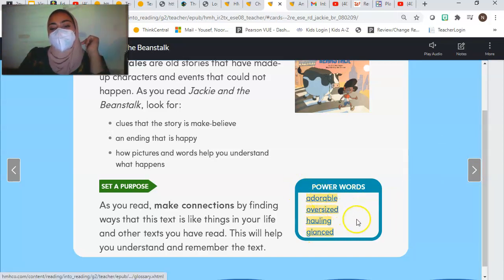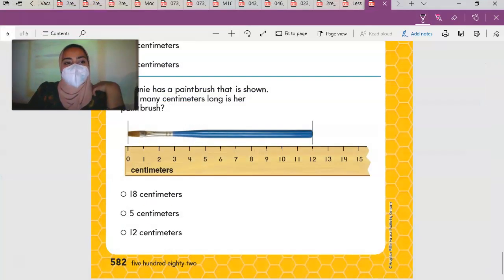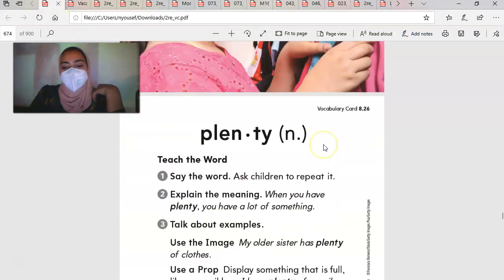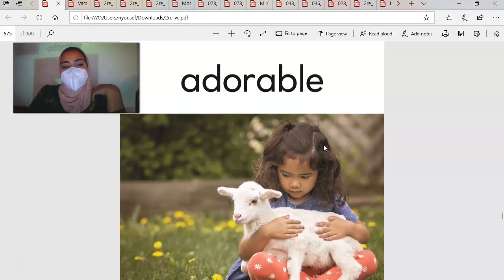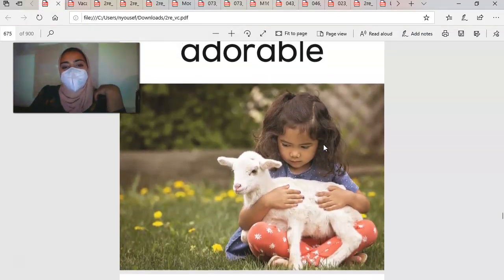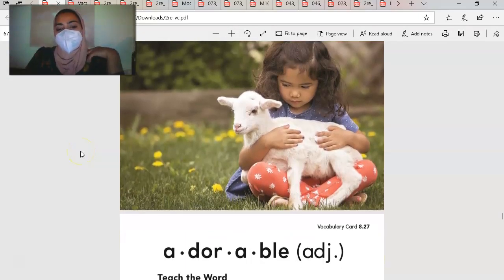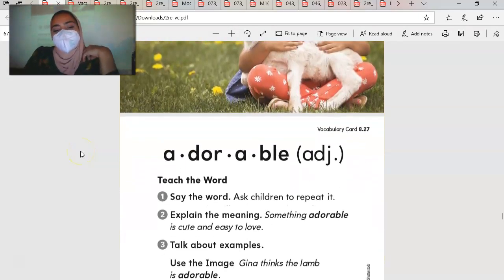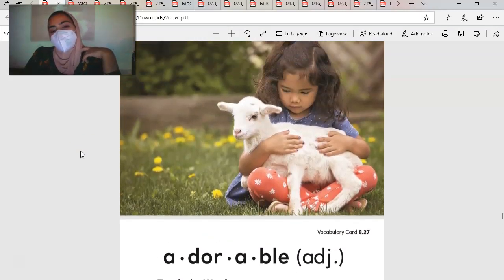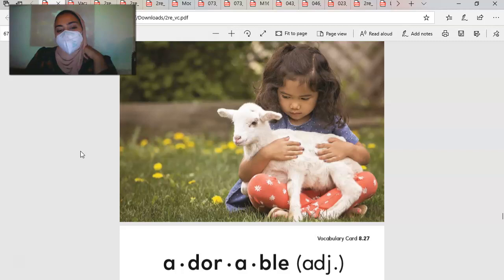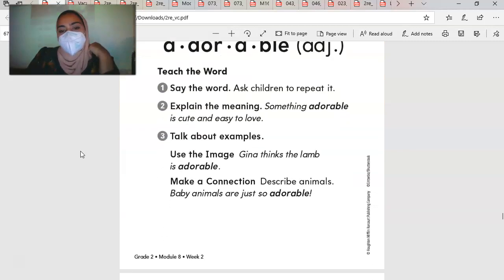We have adorable, oversized, hauling, and glanced. Let's look at the vocabulary words. We have adorable. Aww, look at the adorable baby sheep, or the baby goat. Something adorable is what? Cute and easy to love. Aww. Very adorable.